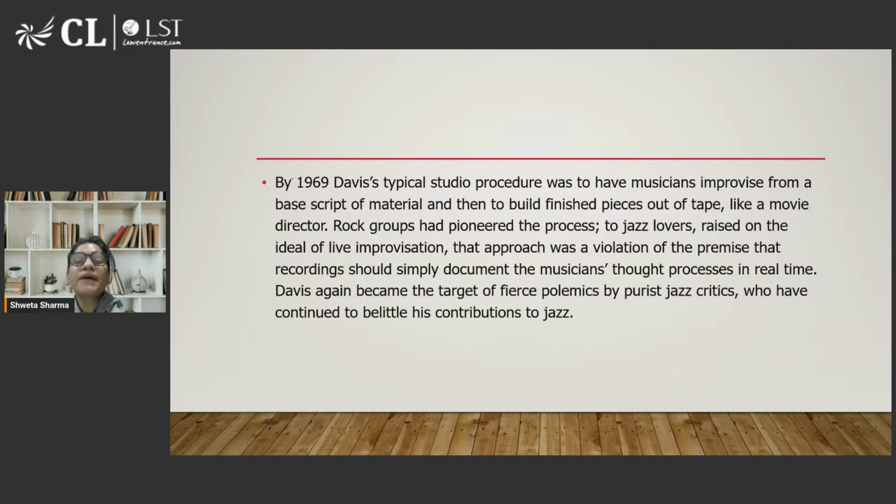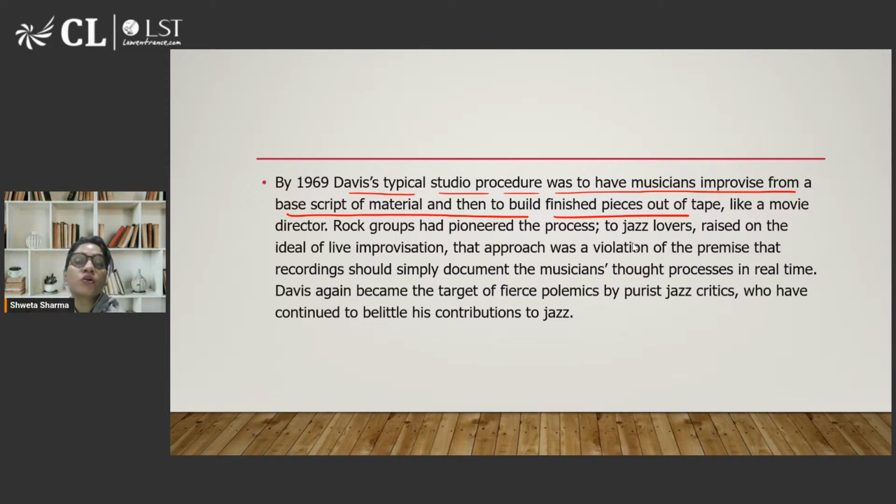And then we have, by 1969, Davis' typical studio procedure was to have musicians improvise from a base script of material and then to build finished pieces out of tape like a movie director. Rock groups had pioneered the process, but to jazz lovers, raised on the ideal of live improvisation, that approach was a violation of the premise that recordings should simply document the musician's thought processes in real time. Davis again became the target of fierce polemics by purist jazz critics who have continued to belittle his contribution to jazz.